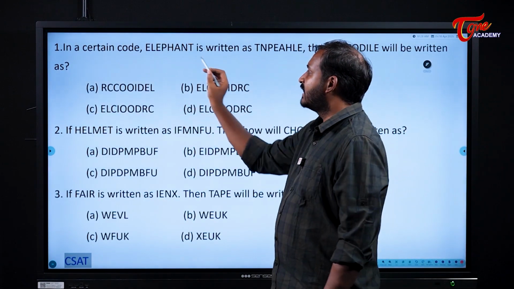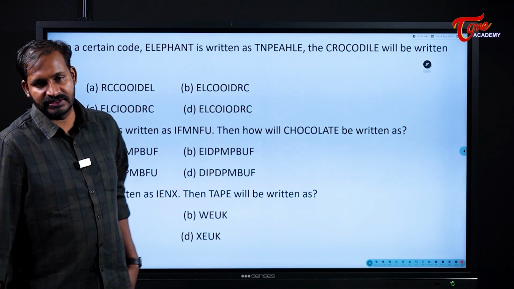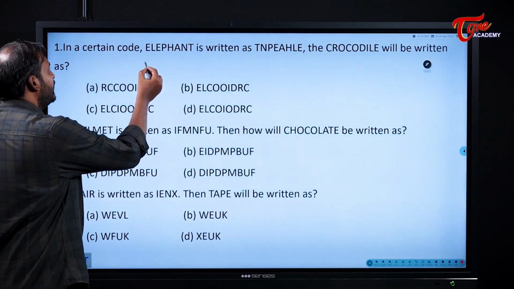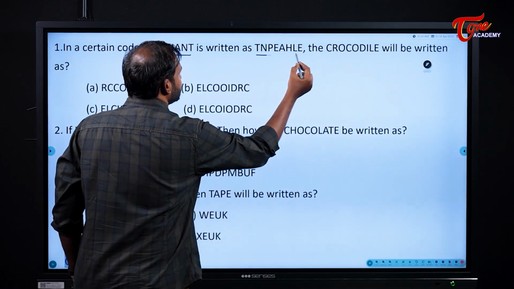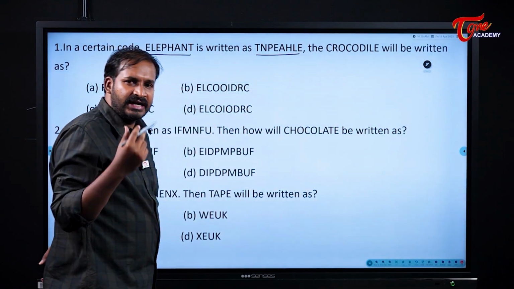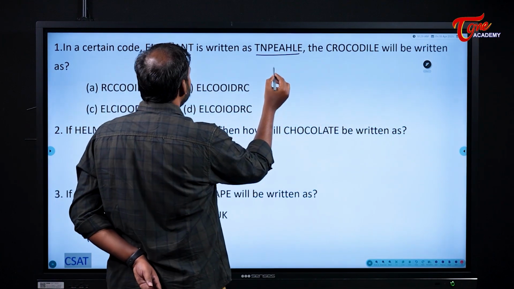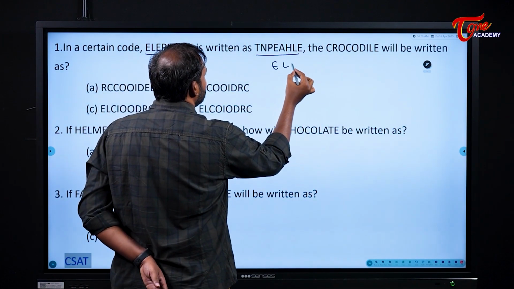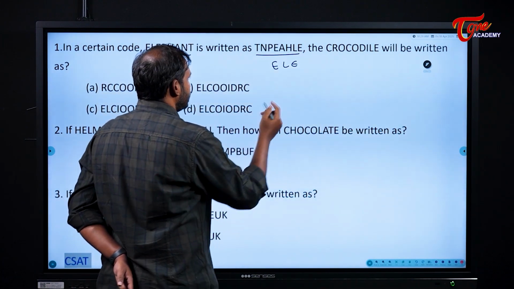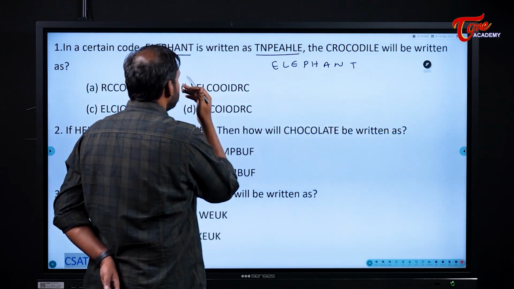See here, in a certain code, elephant is coded something like this. Now come to this one, students. Please observe here, elephant is coded as something like this. Then the crocodile will be coded as. Now see here, for your better understanding, my suggestion is, anyway you will read the question, and try to write the word and code word one above the other, so that you can easily understand the concept, especially this one.